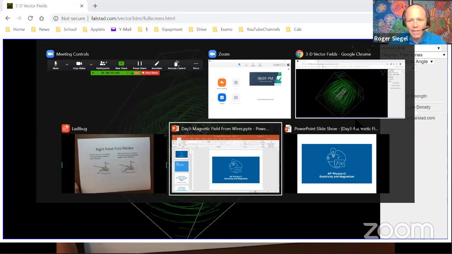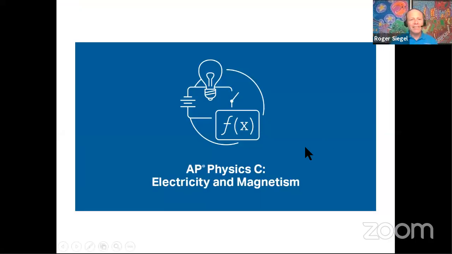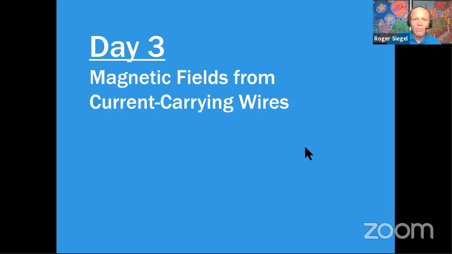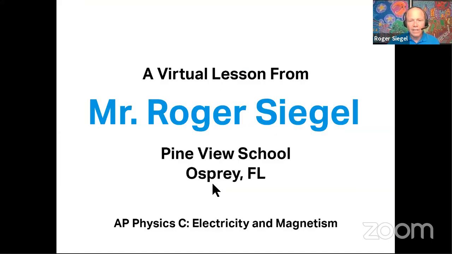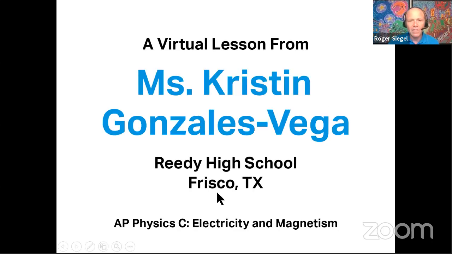All right, so let me go ahead and open up our PowerPoint for tonight. And here we are, AP Physics C, E&M. Tonight we're going to talk about magnetic fields from current carrying wires. We'll review for a second and then swing back to that. I'm Roger Siegel, coming to you from Sarasota, Florida, and Kristen is from Reedy High School in Frisco, Texas.